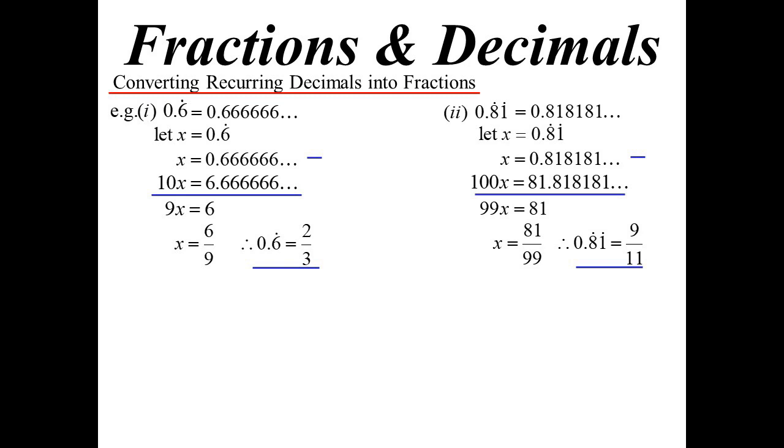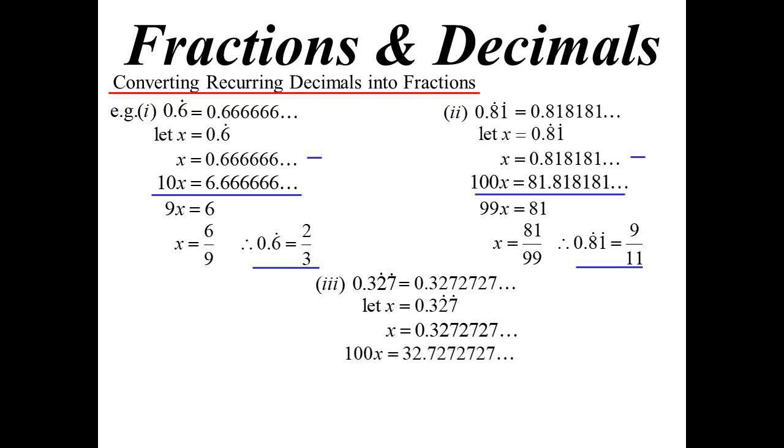Okay. What happens if not all the numbers are repeating? So we've got 0.3, but then just the 2 and 7. So it's 0.3, 27, 27, 27, 27. It's okay. Still want to just make the repeating ones the same in the columns. That's what we want to do. So let x equal 0.3, 27, 27, 27, 27. If I multiply by, I think 100 will work for this one. Yeah. If I multiply by 100, then the repeating part, 27, 27, 27 lines up.